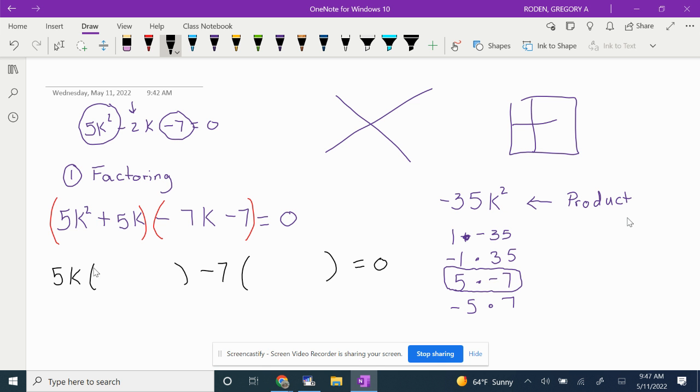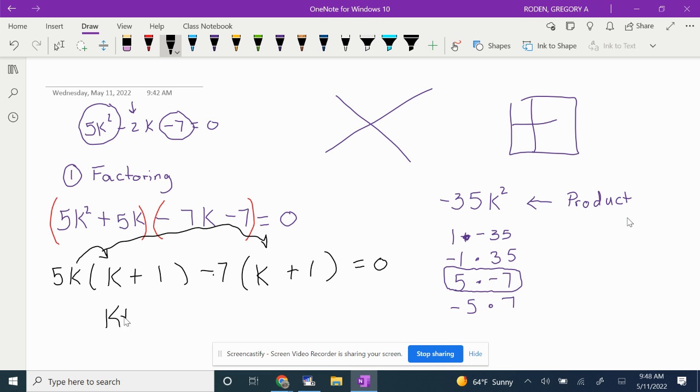Okay? So 5k times what gives me 5k squared? Well, just k, right? 5k times what gives me 5k? Well, just 1. See that? Negative 7 times what gives me negative 7k? K. Negative 7 times what gives me negative 7? Positive 1. Now, if this can factor by grouping, if it's a factorable quadratic equation, then you'll get two identical factors. In this case, our two identical factors are k plus 1.